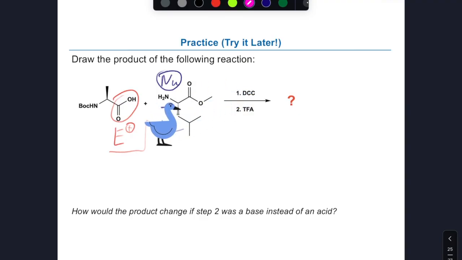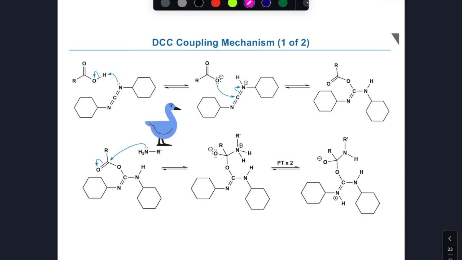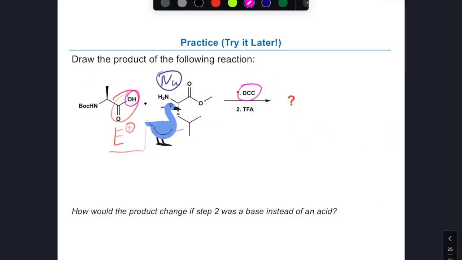So in step 1, DCC under these conditions is going to activate this carboxylic acid. That's going to give the intermediate we showed you back over here, which is effectively this guy right here. So DCC activation of the carboxylic acid will give us that anhydride-like species. Then under those conditions, the nitrogen nucleophile is going to couple.